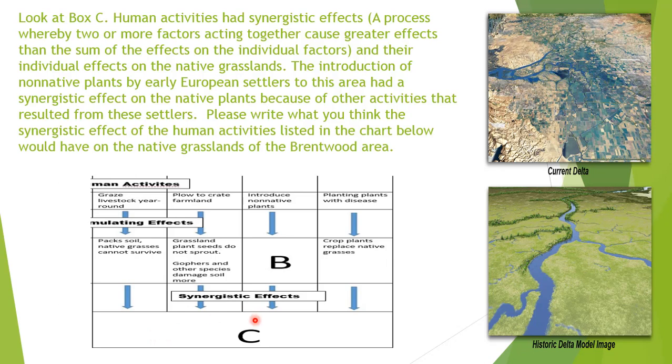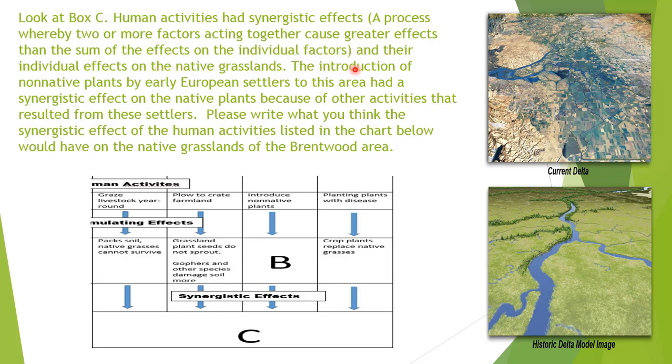So now we're down to box C. Human activities had synergistic effects, a process whereby two or more factors acting together cause greater effects than the sum of the effects of the individual factors. So just this individual factor will not have as much effect as all of these together. Two or more factors acting together cause greater effects than the sum of their individual effects on the native grassland.